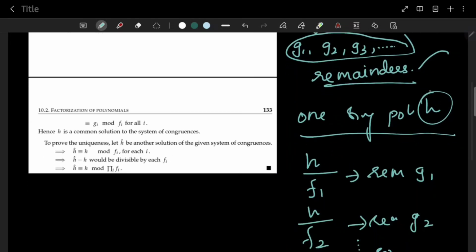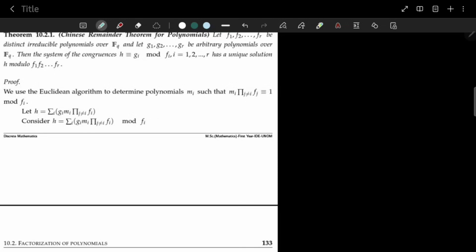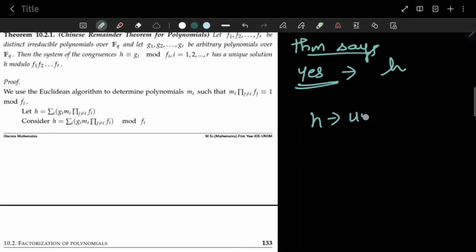And now we want to find one single polynomial h. When this h is divided by f1, we get remainder g1. When this h is divided by f2, we get remainder g2 and so on. Now the theorem says, yes, we can always find such a polynomial h, and not only that, h is unique if we take it modulo f1, f2, f3 up to fr.